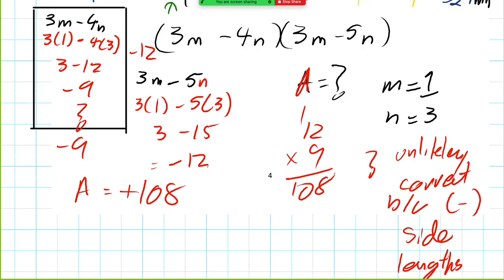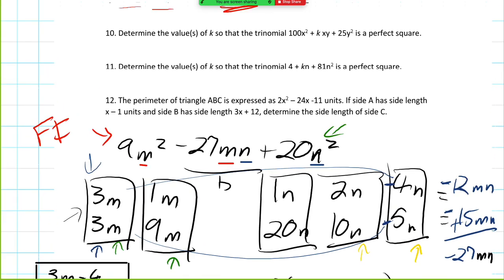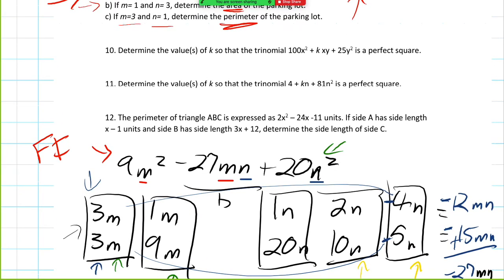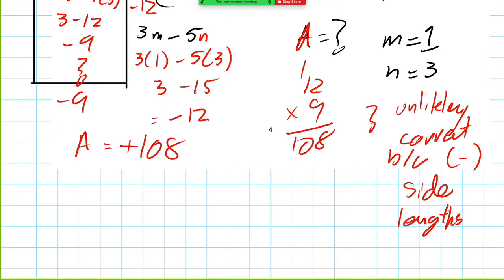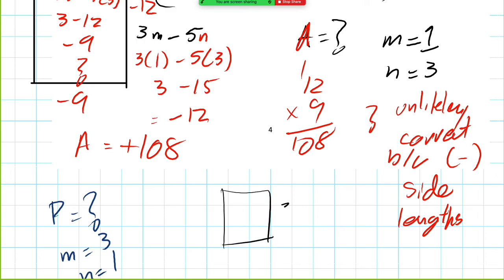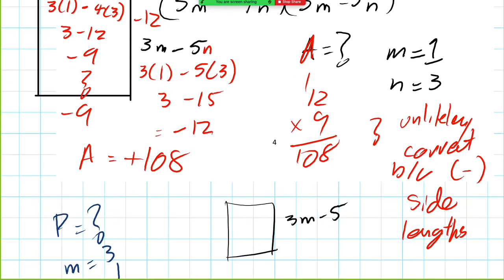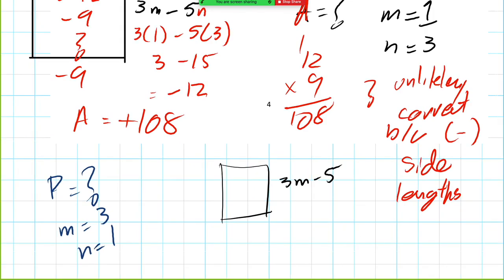The other thing they told us was perimeter. m was 3 and n was 1. So they swapped them around but wanted to know perimeter. Okay, so I'll do this one in a little different color. Perimeter, what would that equal if m is 3 and n is 1? Okay, I'll do a really rough sketch of the rectangle again, just so we have our values. 3m minus 5n, and the other one was 3m minus 4n.